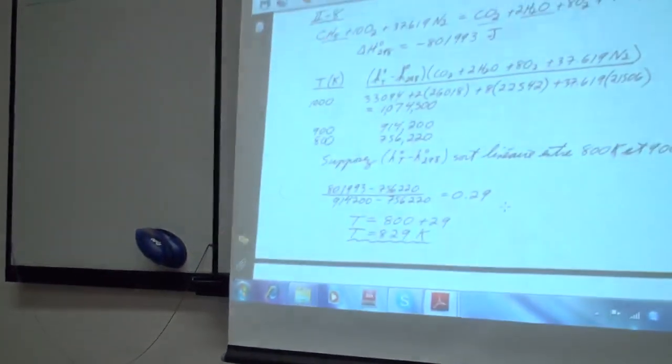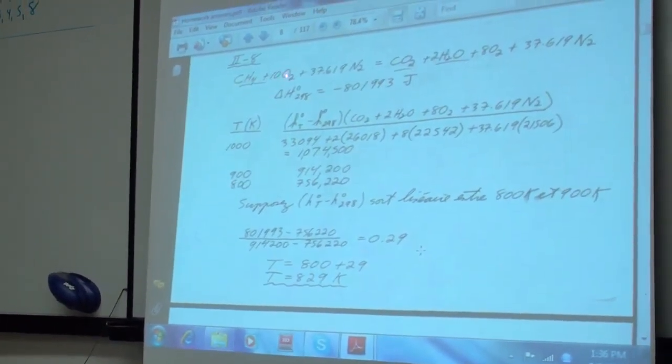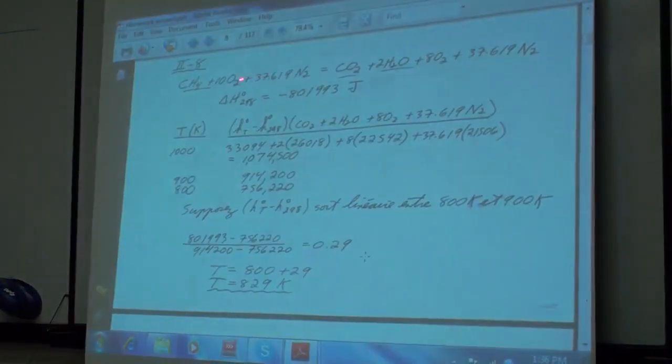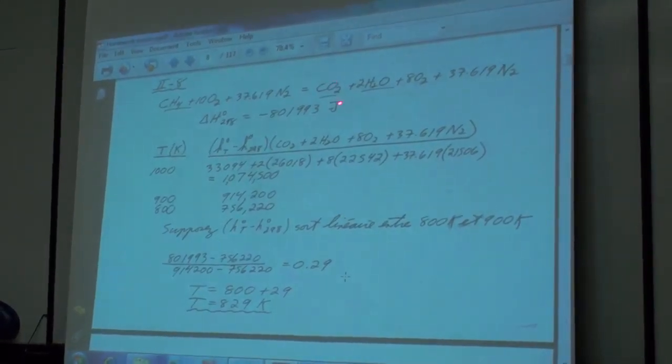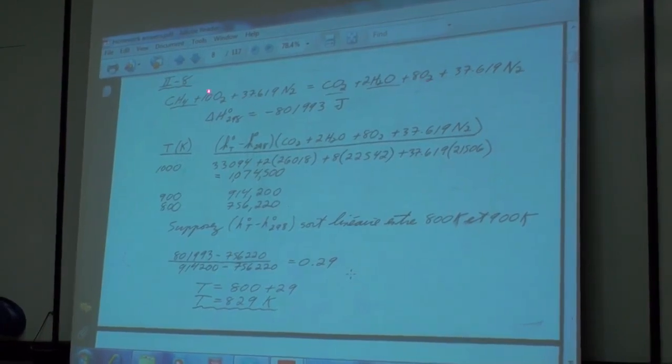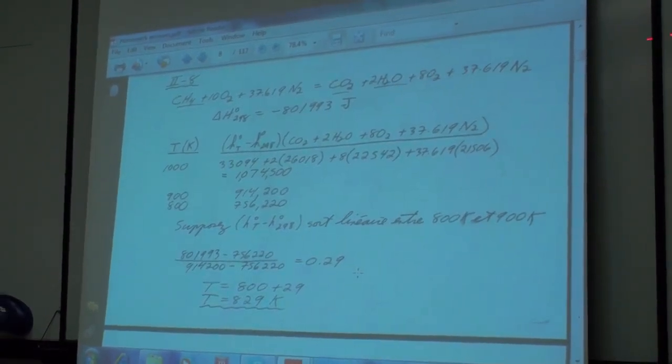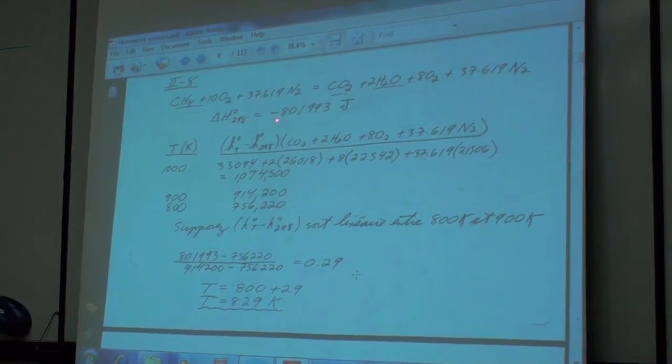Okay, so I give you a bunch of data here. That's number 8. The way we do it is as follows. I write the reaction this way, say this is the total reaction. So CH4, these are the reactants: CH4 plus 10 moles of oxygen, and this is the amount of nitrogen that comes in the air, 79/21 times 10. And you're left with CO2, 2 moles of H2O, 8 moles of oxygen remaining since 2 have been used, and the nitrogen remains. The heat of that reaction at 298 is equal to this.